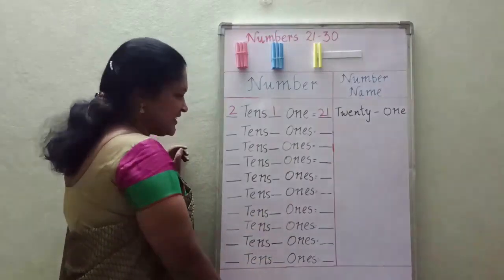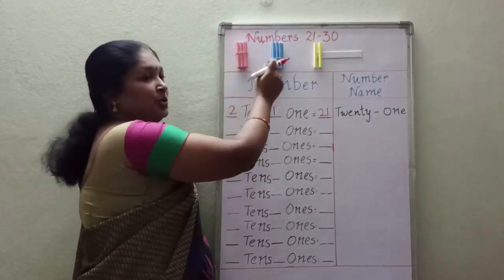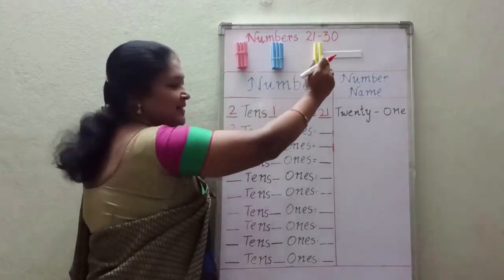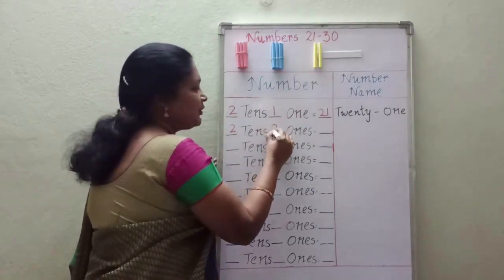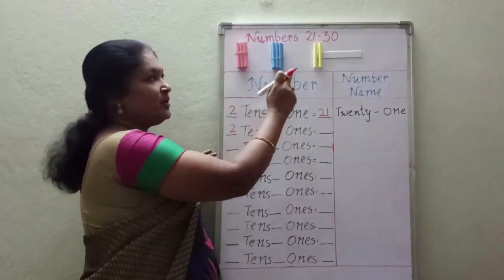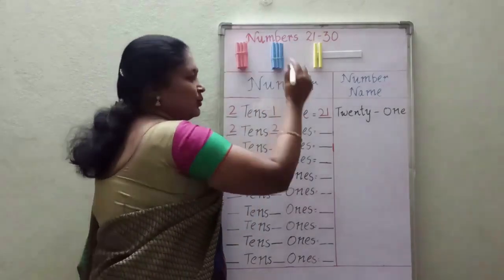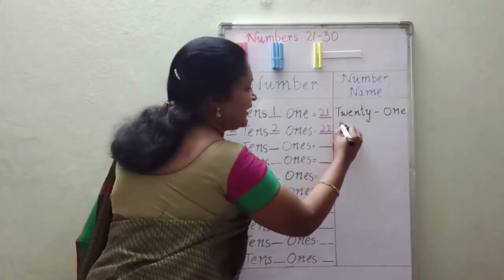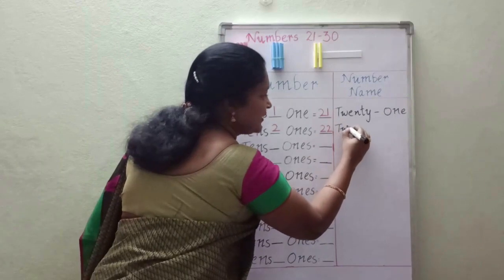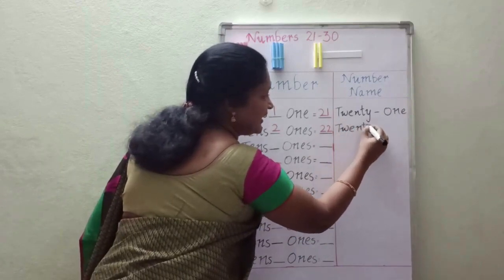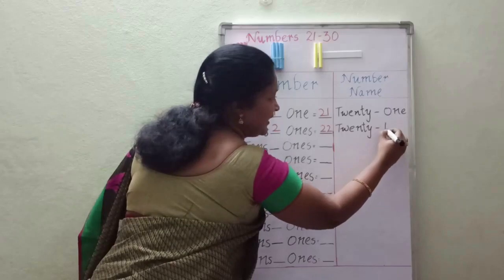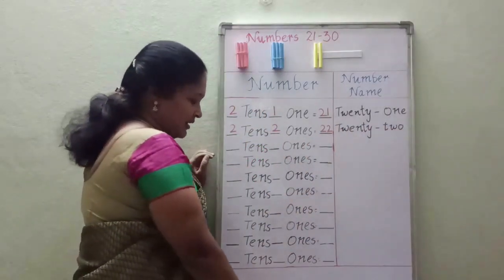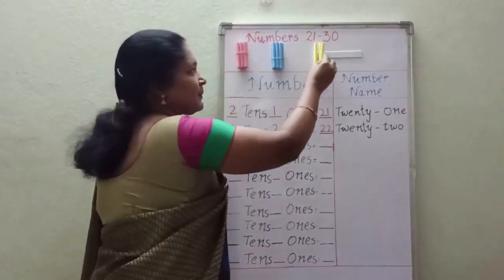So now which number you got, children, here? 2 tens. So write here 2 tens. And how many ones are there here? 2 ones are there. So which number you got? 22. So what is the spelling of 22? First write TWENTY 20. TWO 22. Now I am keeping one more.